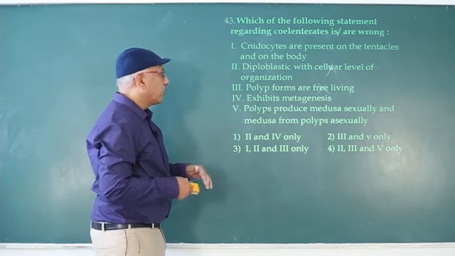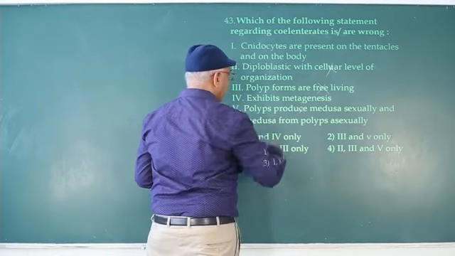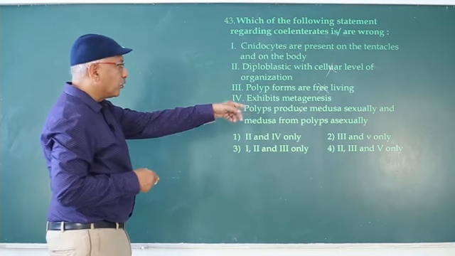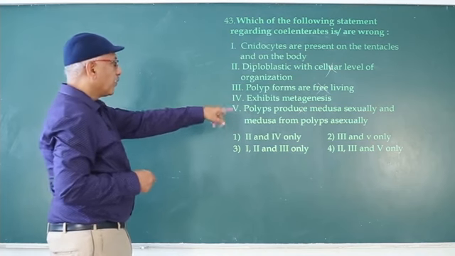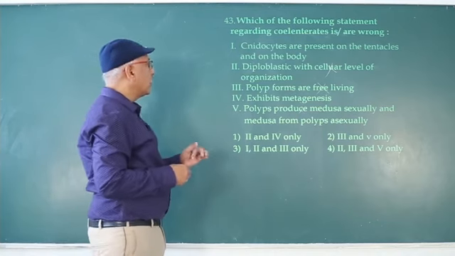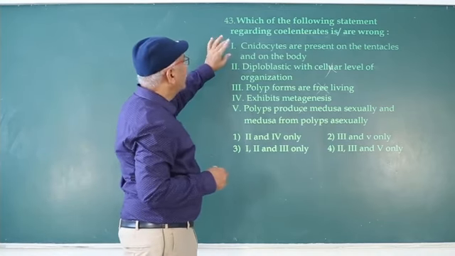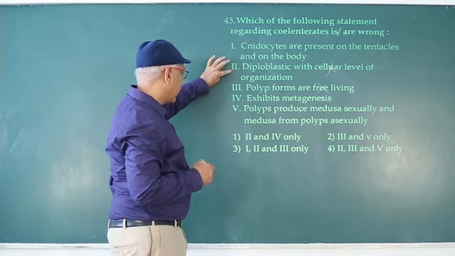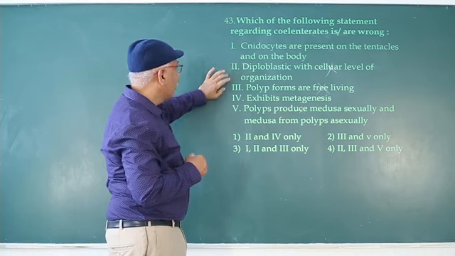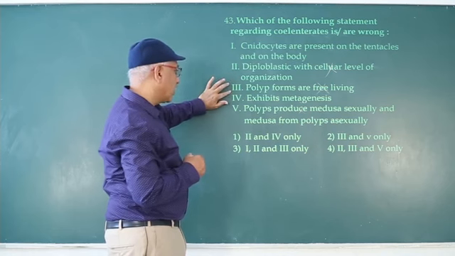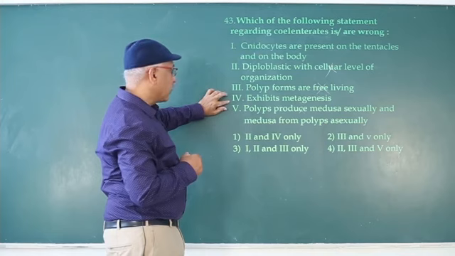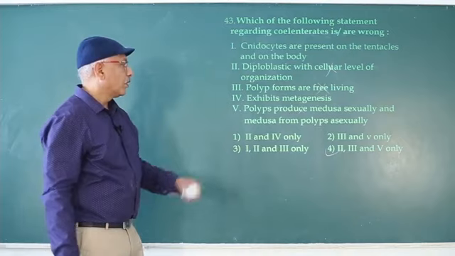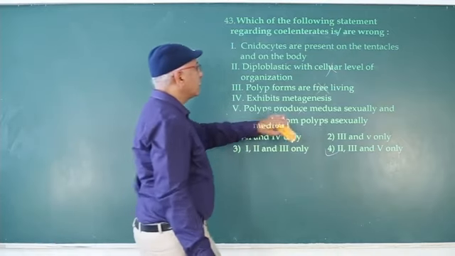Polyps produce medusae asexually, and medusae produce polyps sexually. The statement given is wrong. So the wrong statements regarding Coelenterata: second is wrong, polyp forms are free living, third is wrong. Exhibit metagenesis is correct. So the fourth option: the second, third and fifth statements are wrong.